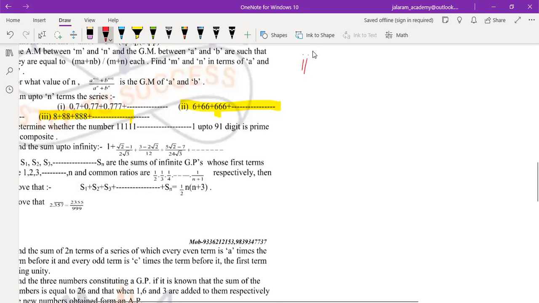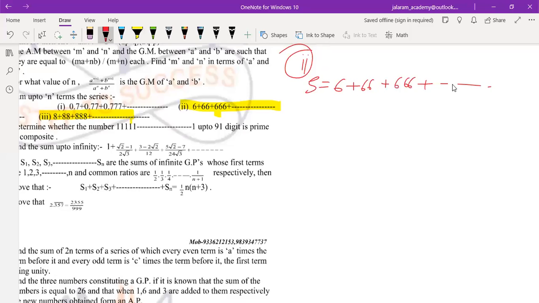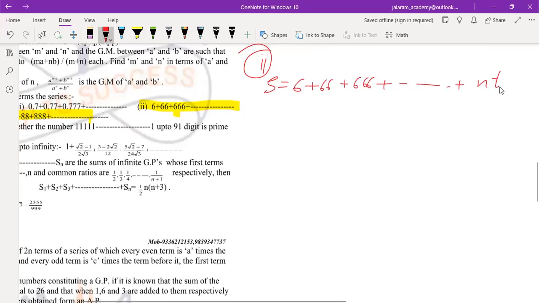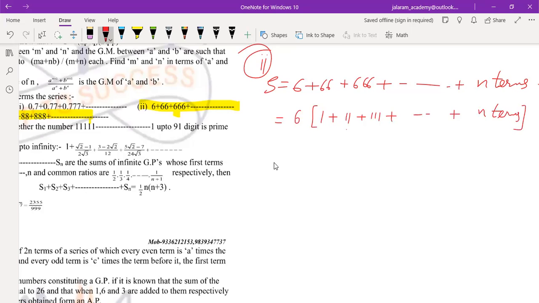directly in objective exams. So if we assume its sum to be S, the first term is 6, second is 66, third term is 666, and we have to find the sum up to n terms. So how to find the sum up to n terms? The method is very easy. First we take 6 common from all the terms: 1 plus 11 plus 111 and so on up to n terms. Then we divide by 9.